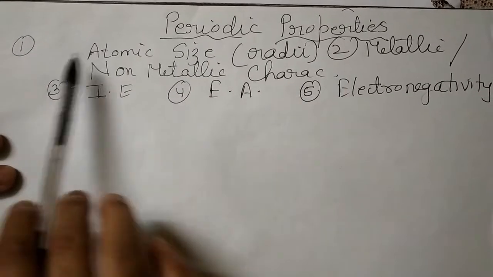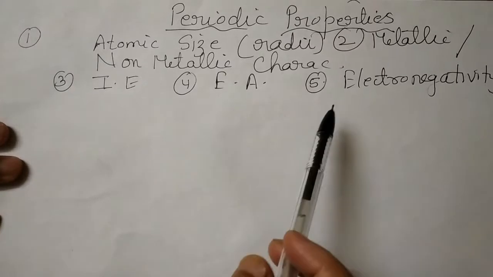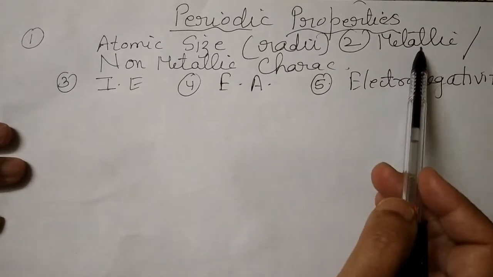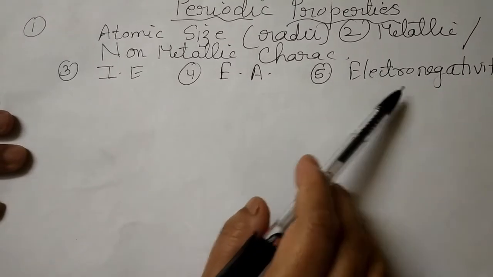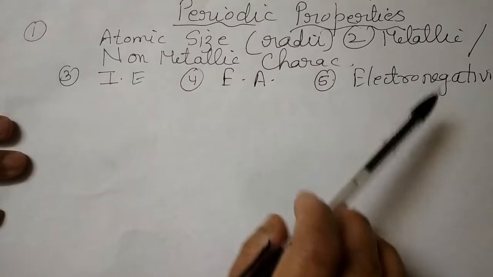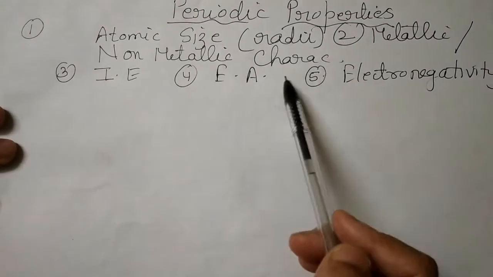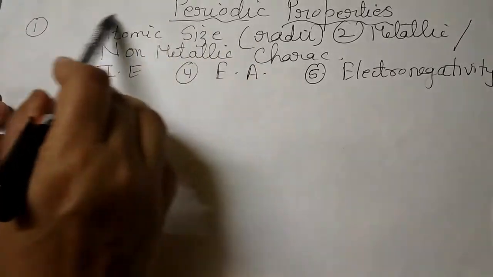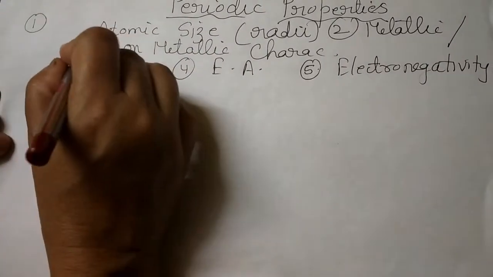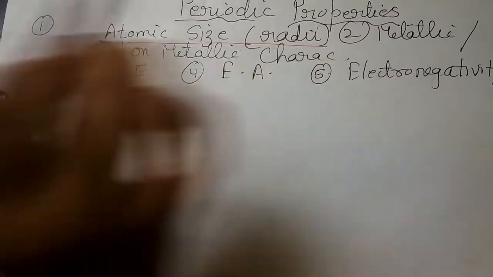In all, there are 5 or 6. Now, 5 or 6, why I am saying? Sometimes in some books, metallic and non-metallic character are written separately. So then they become 6. Otherwise, we have 5 periodic properties. So, there is no difference if we are considering them as 6 or 5. Now, first of all, we will consider the atomic size. This we will discuss first, atomic size or atomic radii.